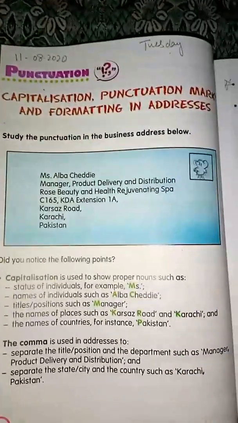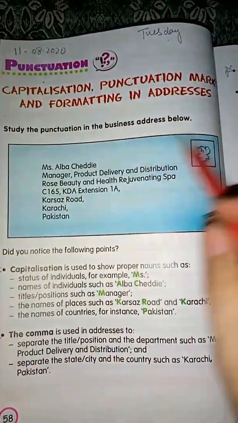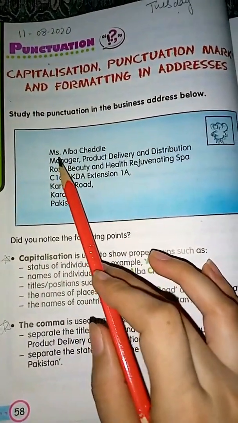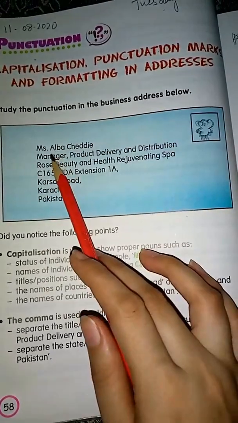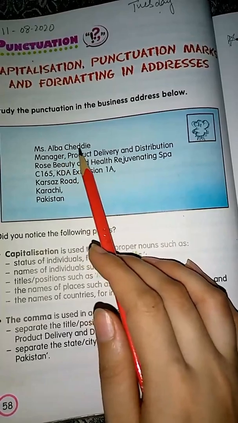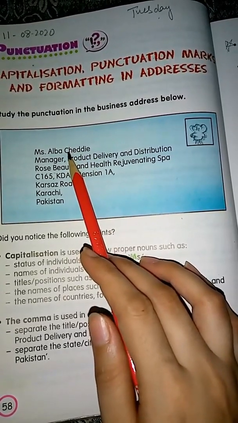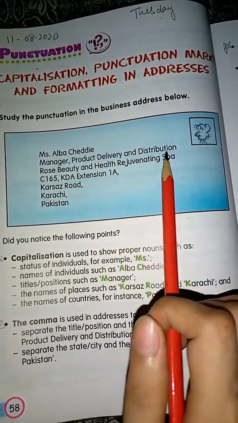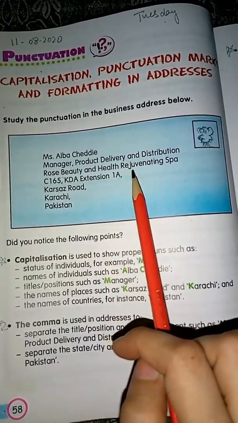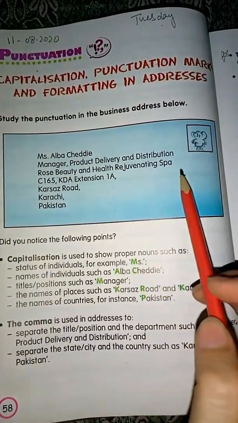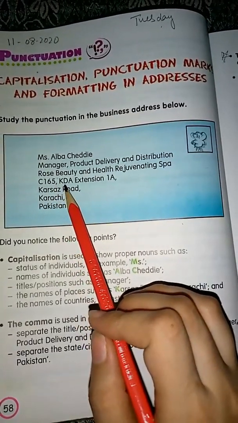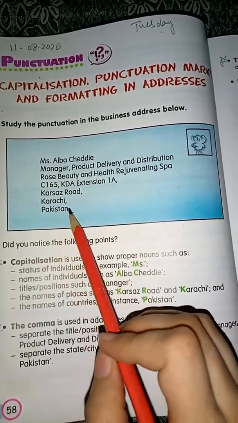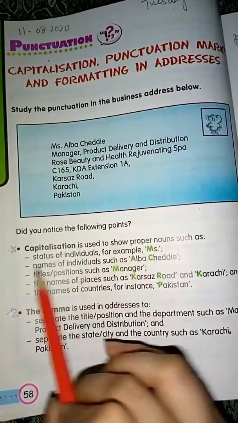Whenever we are going to write our address, we are going to use all these things in those addresses. Did you notice the following points? Miss, full stop, Alba Chade, starting with a capital letter. The name is starting with a capital letter, then manager, then comma, product delivery and distribution, Rose Beauty and Health, rejuvenating spa, C165 KDA extension 1A, Karsaz Road, Karachi, Pakistan.